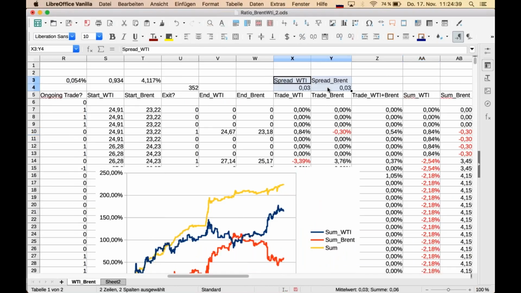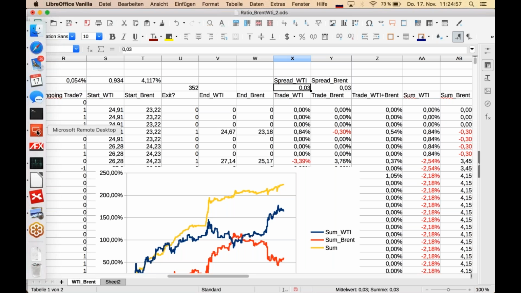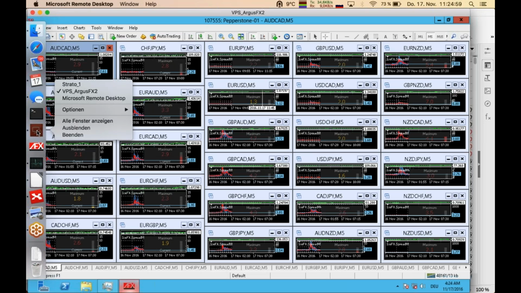But now you see I have introduced extra cells, and those cells describe the spread. In our case, at Argos MX, by the way, for example, we have spread values of 0.03 for Brent and WTI. I have not done the spread monitoring on that, but at least I want to show you how I look to the values quite fast.